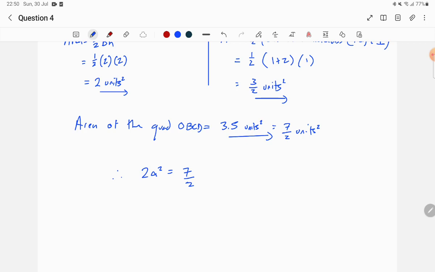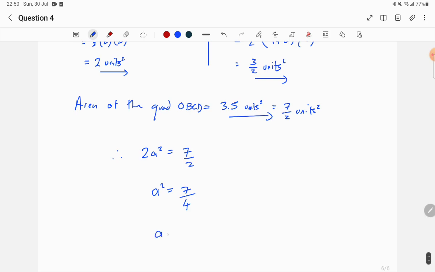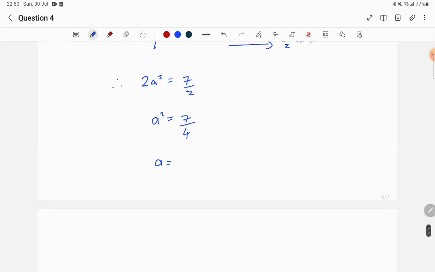If we divide both sides by 2, we get a squared is equal to 7 over 4, and square rooting, since a is greater than 0, generally we'd get two answers. But since they said a is greater than 0, we will only take the positive, so we get root 7 divided by 2, because that was our restriction.